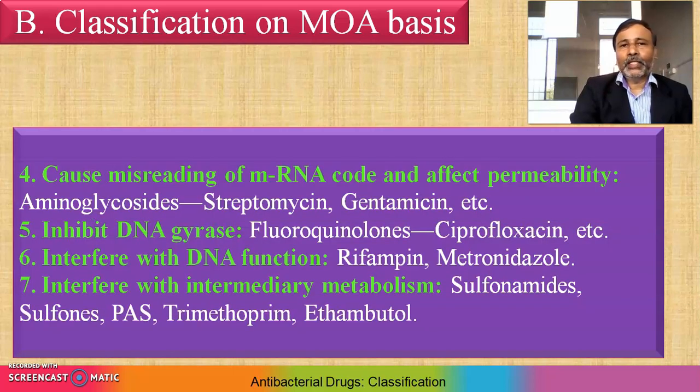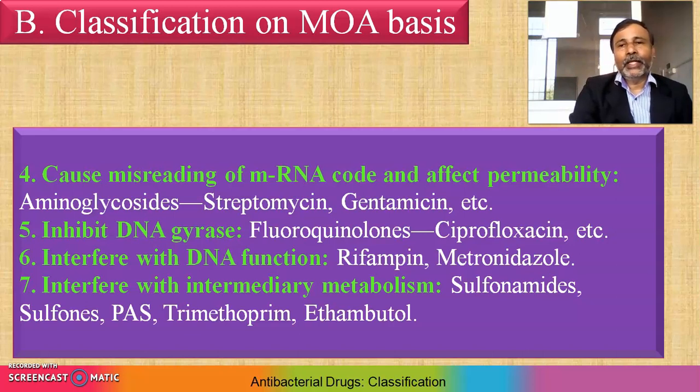Fourth one causes misreading of messenger RNA code and affects permeability. Example is aminoglycoside, specifically streptomycin and gentamicin. These drugs misread the messenger RNA code and affect permeability. Fifth one, inhibit DNA gyrase. Straightforward example is fluoroquinolones, for example ciprofloxacin. This is the only category which inhibits DNA gyrase.